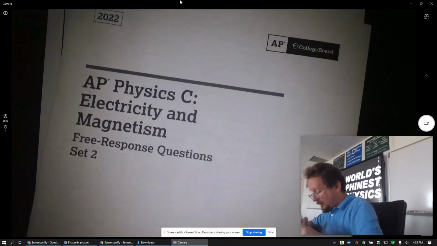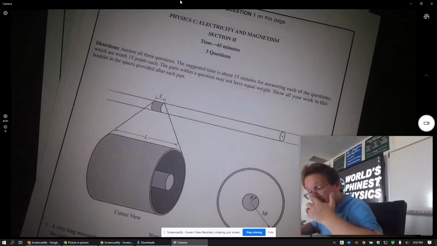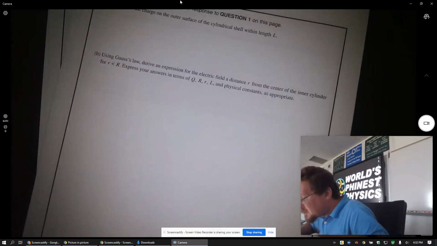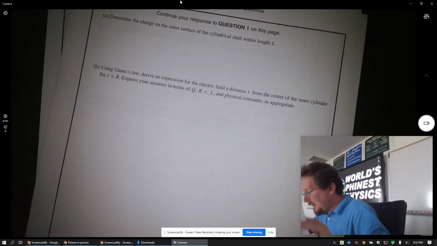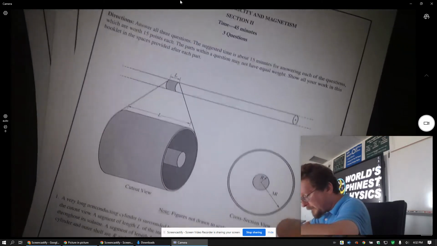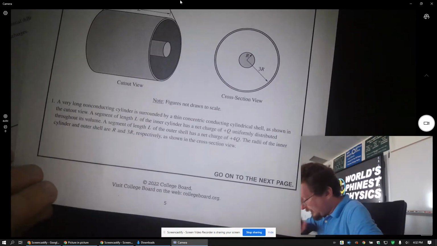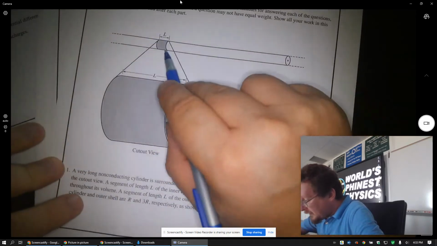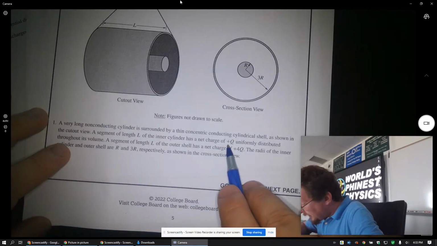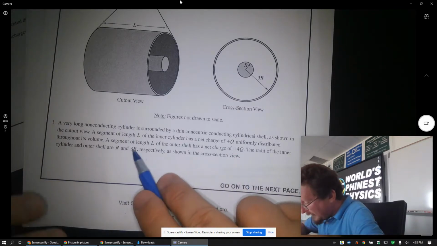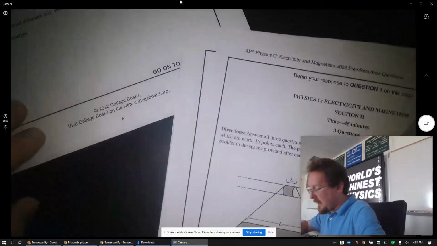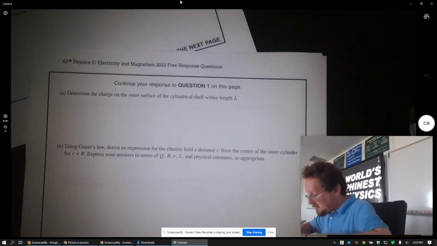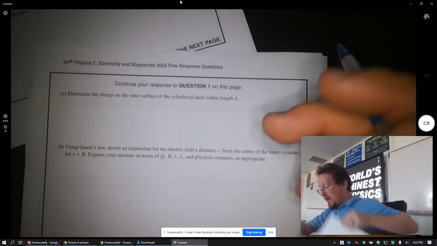Okay, let's do set 2 of this. All right, it's a cylinder. It's pretty much the same problem. Do I even need to read this? Determine the charge on the outer surface of the cylindrical shell within length L. I guess I do have to actually read it. Okay, non-conducting cylinder, conducting shell, with net charges Q and positive 4Q, and radii R and 3R respectively. So what was it that we were asking? Determine the charge on the outer cylindrical shell within length L.